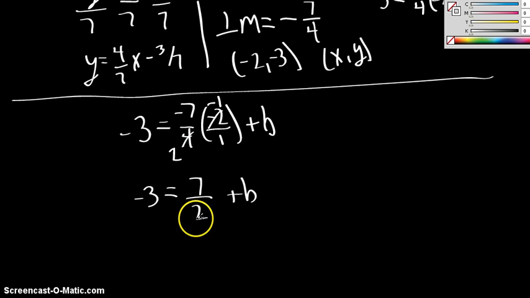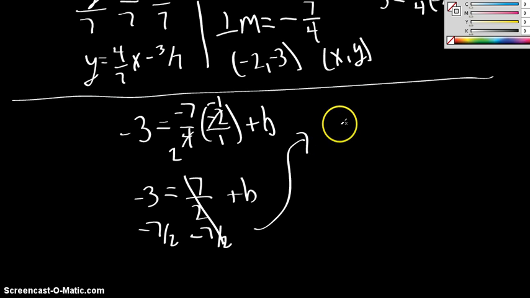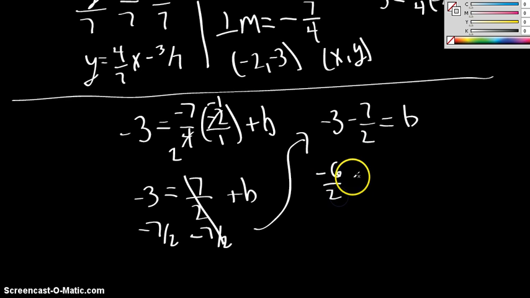Now I'll come down here and subtract 7 halves minus 7 halves. These will cancel out. And then up here I'll get negative 3 minus 7 halves equals b. I'll get a common denominator again. Negative 3, I'm going to write as negative 6 over 2 minus 7 over 2 equals my b.